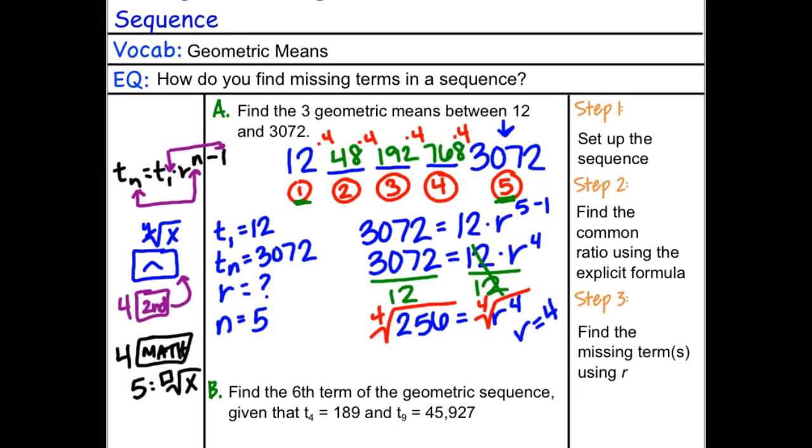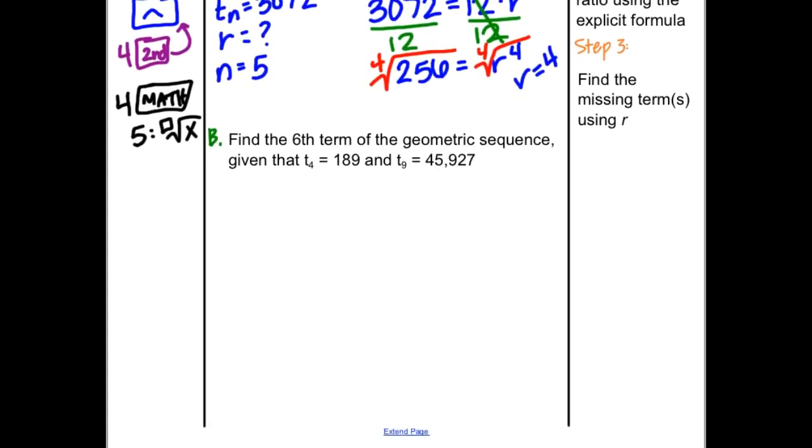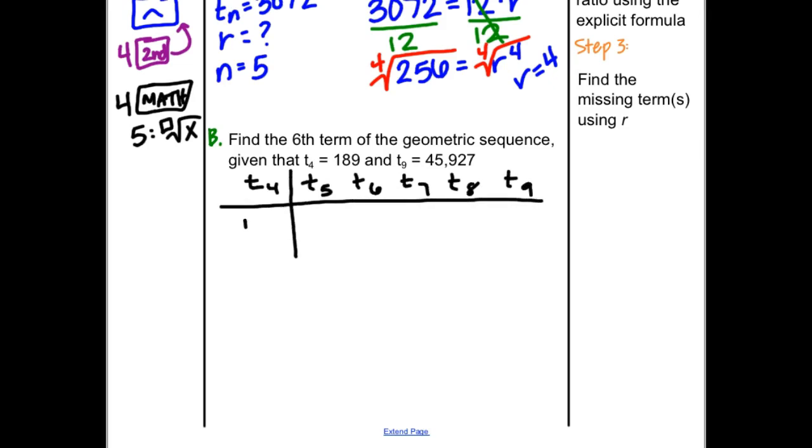The second type of problem you're going to see is one like B, where we're given the fourth term and the ninth term, and I want you to find the sixth term. So we start by setting it up in a similar fashion. We're given term 4, and then I'm going to put term 5, term 6, term 7, term 8, and then we're given term 9. Term 4 is 189. Term 6 is what we're trying to find. And term 9 is 45,927. So same idea.